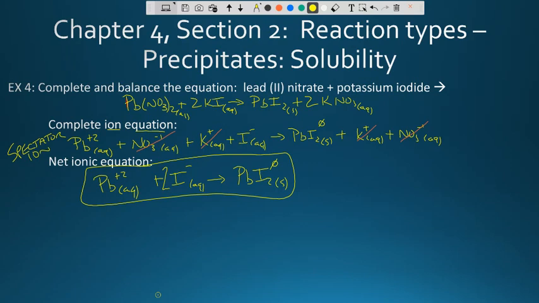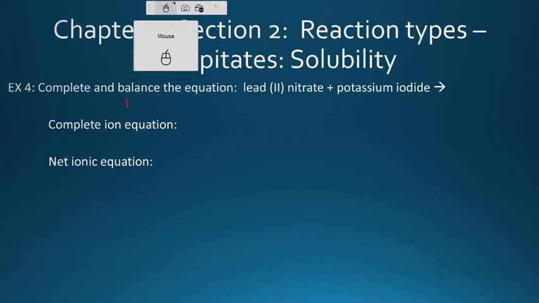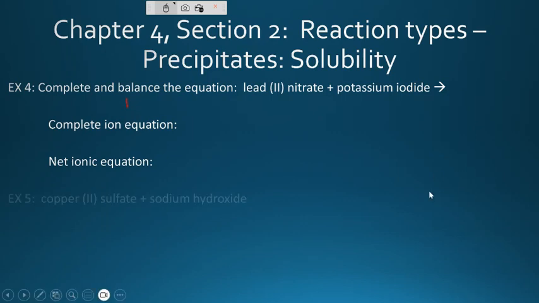To do the net ionic, you do the complete ion equation. You actually identify your spectators and cancel those out. And the net ionic equation just goes through the important stuff behind it, if you will. Okay, so let's take a look now at some of the other questions that come up with it.